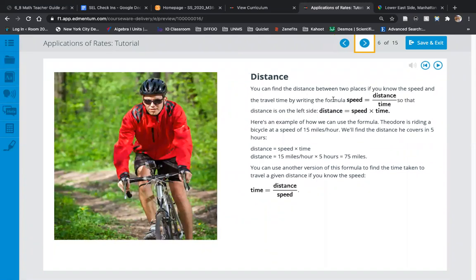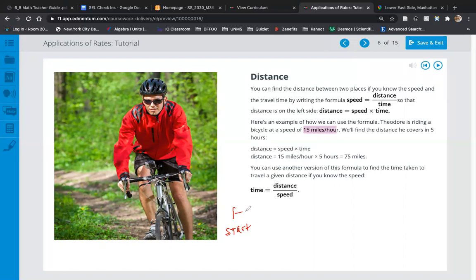Right, so I gave us an example here. It says that Theodore is riding a bicycle at a speed of 15 miles per hour. That's his speed. And it says we'll find the distance he covers in 5 hours. So now this is another relationship here. Distance you find by taking your speed and multiplying it by how long you went. So if his bike is going at 15 miles per hour and he's traveling for 5 hours, hopefully this is one that just makes sense to you. So think this is his bike here. He starts here.